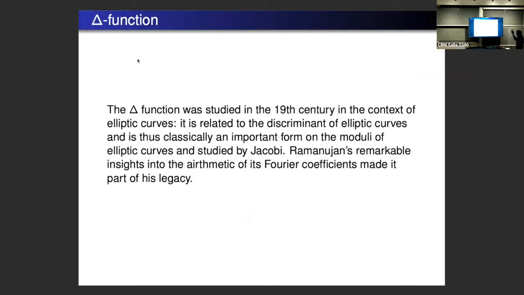Okay, so the delta function, of course, was studied even earlier than Ramanujan. It was studied by Jacobi and so on, and its connection with elliptic curves. It is related to discriminants of elliptic curves. So Ramanujan's remarkable insights in this 1916 paper into the arithmetic of Fourier coefficients made it, maybe that's why it's named after him, right?